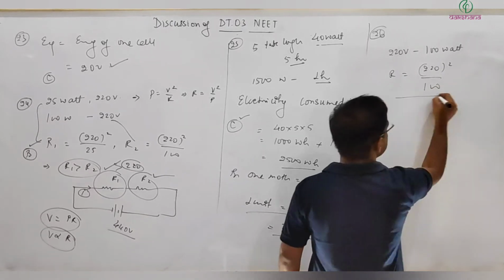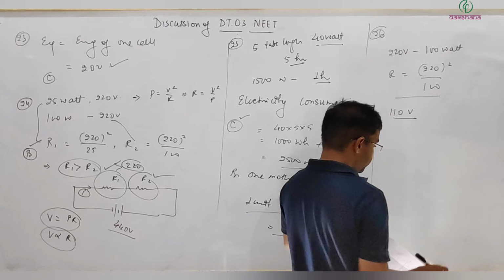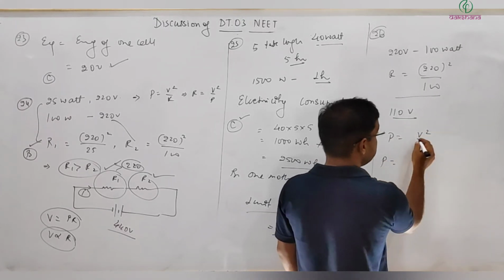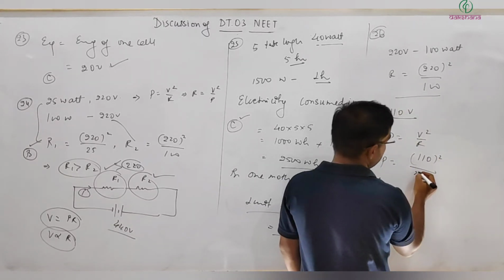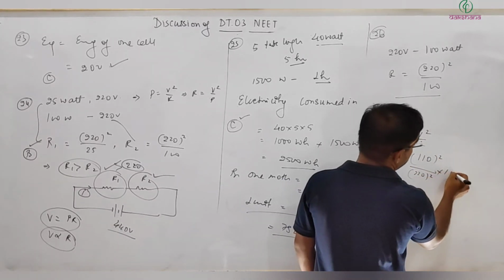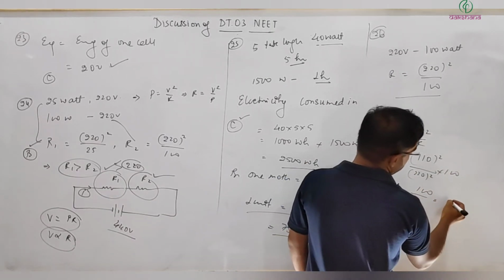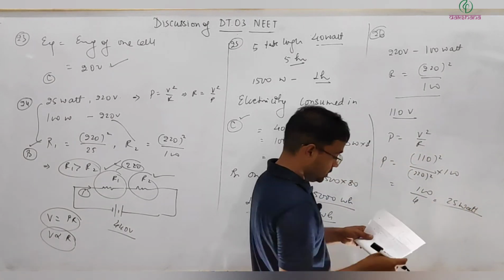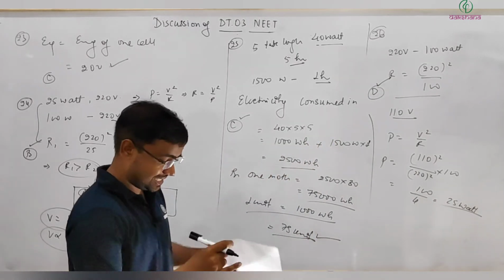This is the resistance. When it is connected to 110 voltage, then power is equal to what? V square by R, so power is 110 whole square divided by R, that is 220 whole square divided by 100. This comes out to be 100 divided by 4, that is equal to 25 watt. So the answer here is D, that is 25 watt, for question number 26.